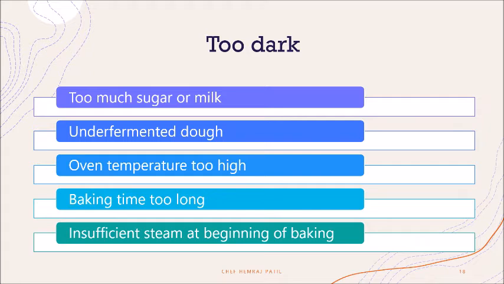Last reason is insufficient steam at the beginning of the baking. If there is enough steam in the oven, it will help to dissolve the sugar, and the sugar will not caramelize very fast. But if there is less steam, then immediately your sugar is going to convert into caramel, and that will make your bread brown.